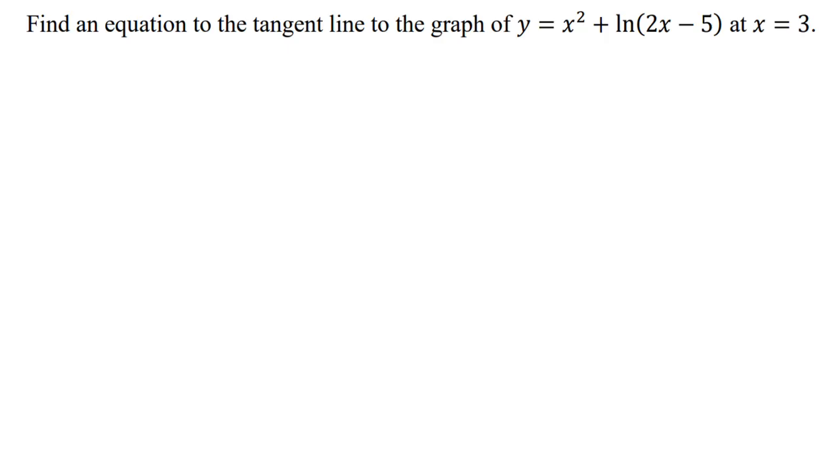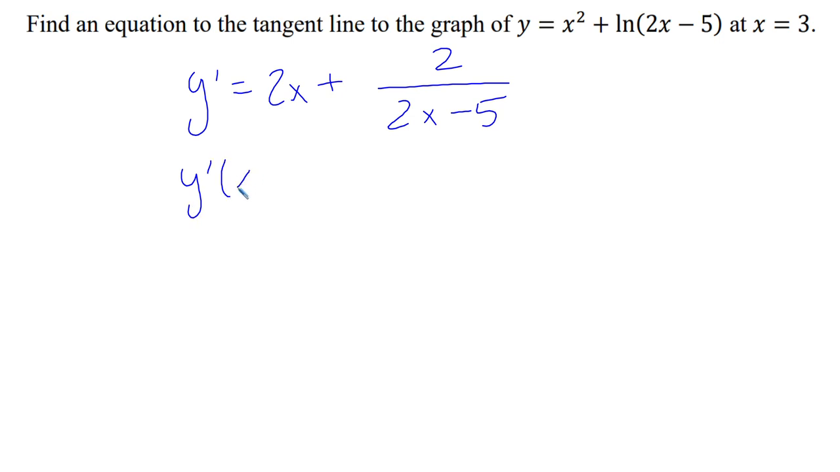All right, a few more to go here. This one, we're just going to find the tangent line's equation at x equals 3. In order to do that, we just need to take a derivative. Y prime is going to be 2x plus the derivative of natural log of 2x minus 5, which is 1 over 2x minus 5 times the derivative of 2x minus 5, which is just 2. Then we'll evaluate that when x is equal to 3, which gives us 6 plus 2 over 6 minus 5. Well, that just becomes 8.